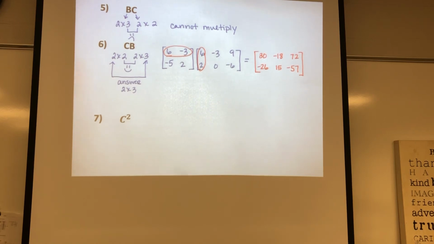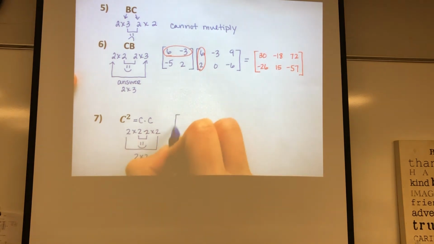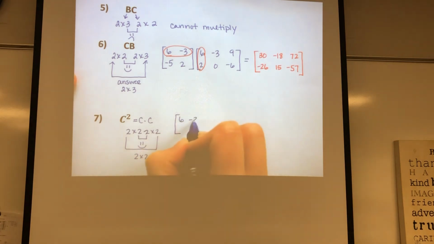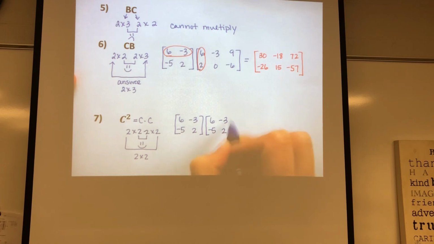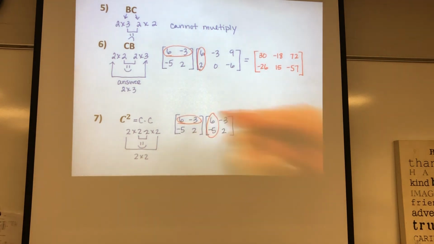All right, number 7, C squared. Well, we know that that means it's C times C. So again, checking those dimensions, 2 by 2 and a 2 by 2. So those middle ones are the same, and our answer is going to be a 2 by 2. It still works the same way with multiplication though. You don't just get to square all the numbers inside. That would be easier. Instead, you have to write out the 2 matrices, and you have to do row by column, till you get all 4 elements.